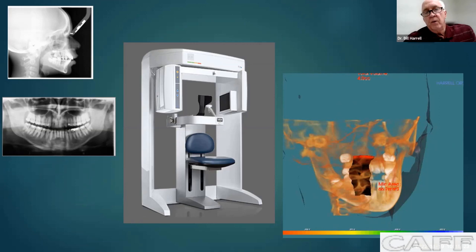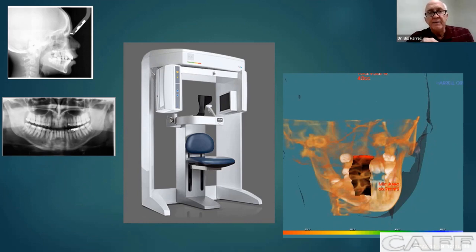First of all, when it first came out, the radiation doses were significantly higher than just a pan and a ceph. So that was part of the thing. Oh, we're radiating too much. The other is cost, because these machines are not cheap.